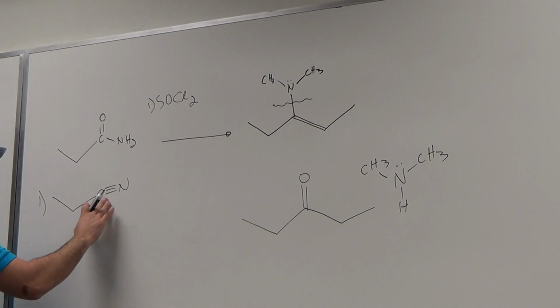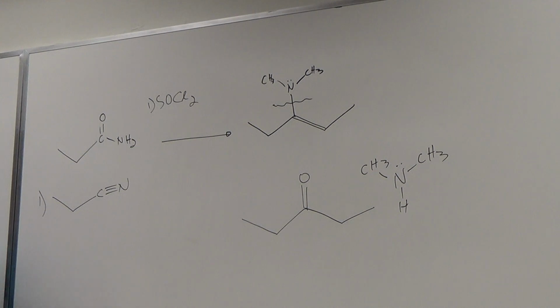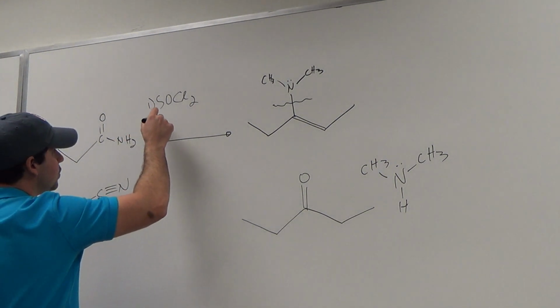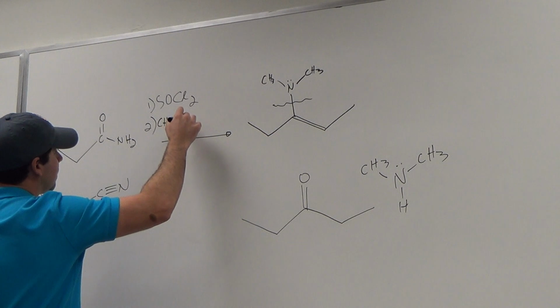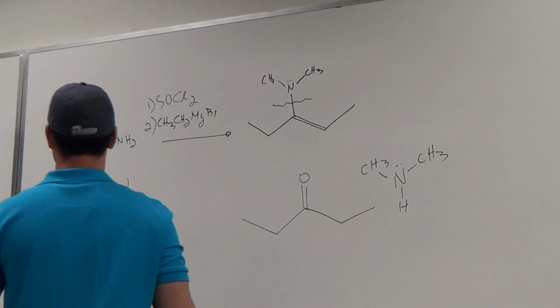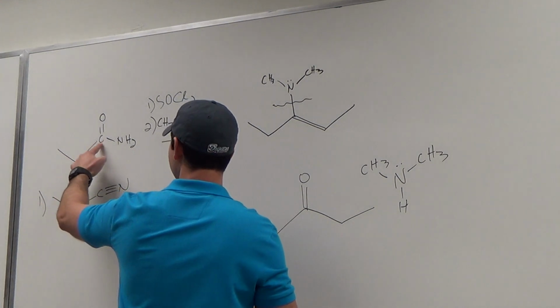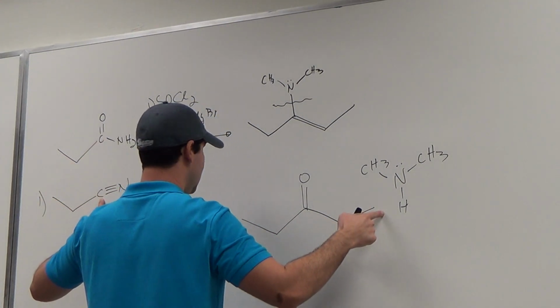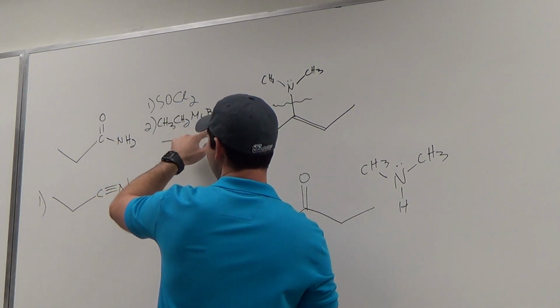And if we treat this now with a Grignard, what do we get? Ketone. What's the Grignard that I gotta treat this with? Two carbon Grignard, yes? Here is 1, 2, 3. I need to add how many more carbons? Two. One and two. So there it is, 1 and 2.